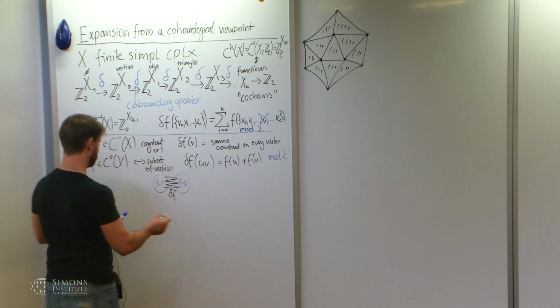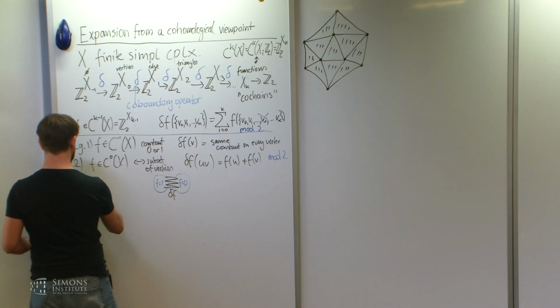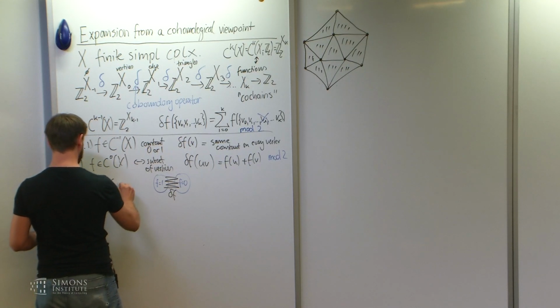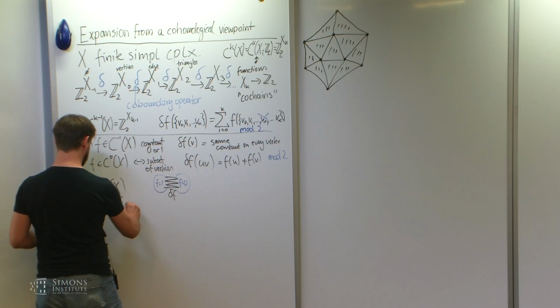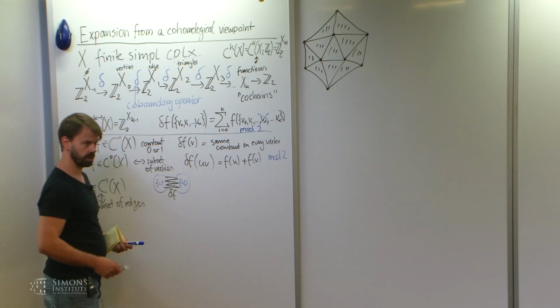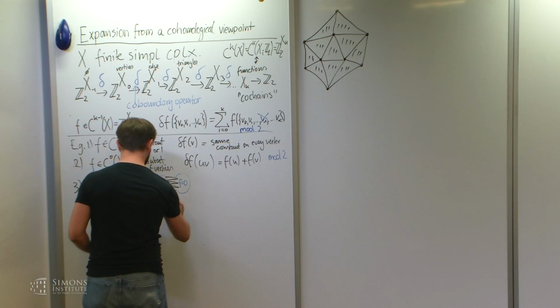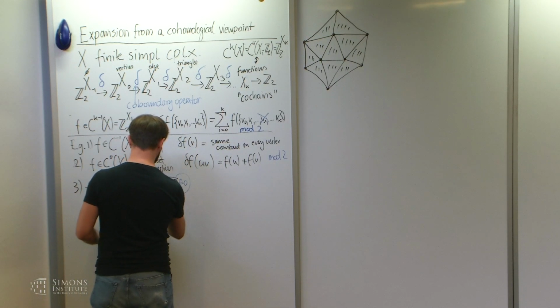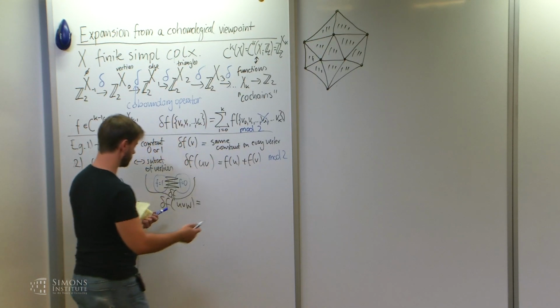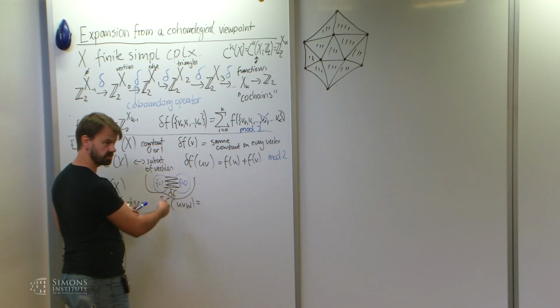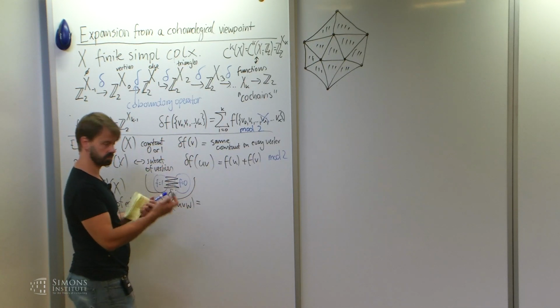Let's maybe do one more. So if f is in C1 of X, that just means it's a subset of edges. And then delta f of a triangle, let's say UVW, is just I take my function on the edges and I sum it up mod 2 over the 3 edges.